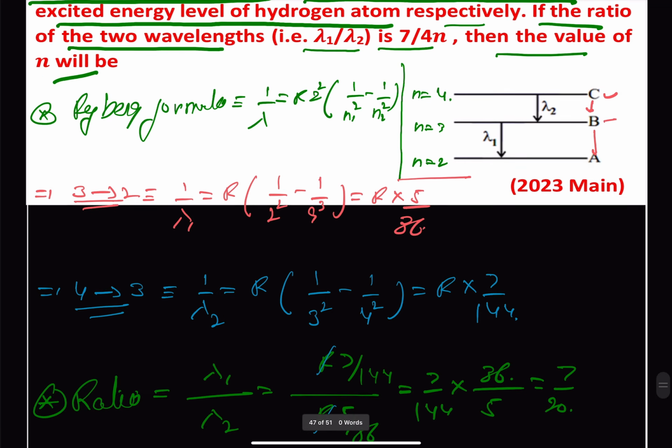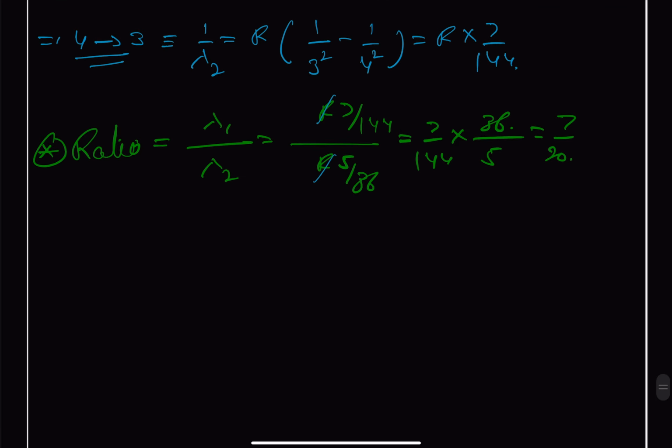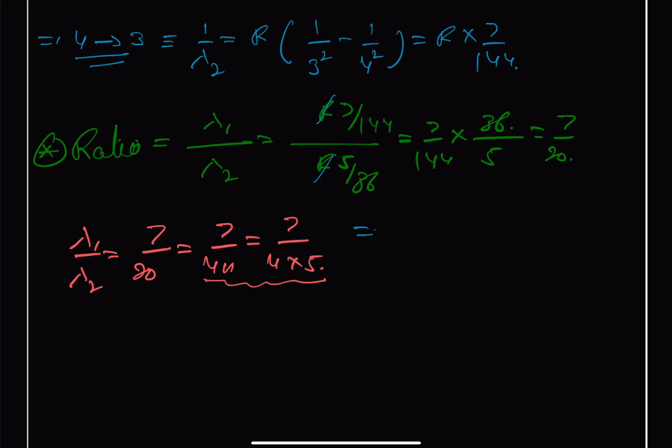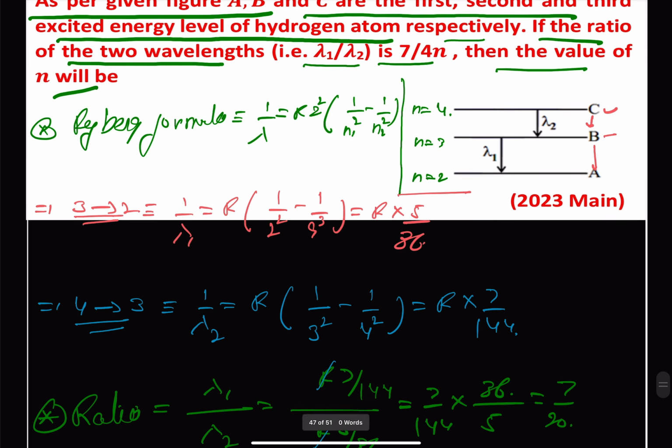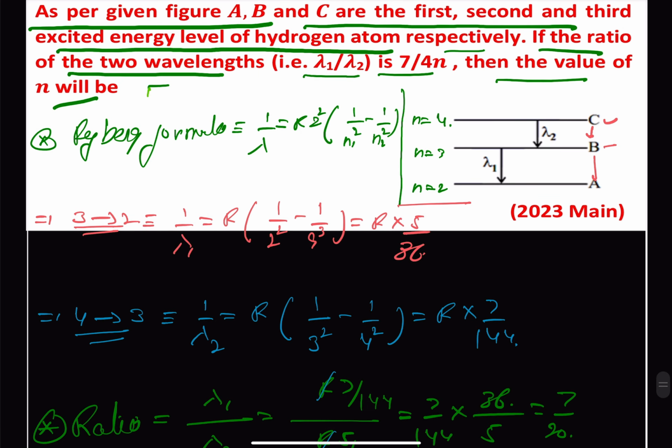And the ratio is given to us as 7 upon 4 times n. So we can write that lambda 1 upon lambda 2 is equal to 7 upon 20. It is given as 7 upon 4 times n, which can be written as 7 upon 4 multiplied by 5. And so on one-to-one comparison, this gives us that the value of n is equal to 5. So value of n will be 5.